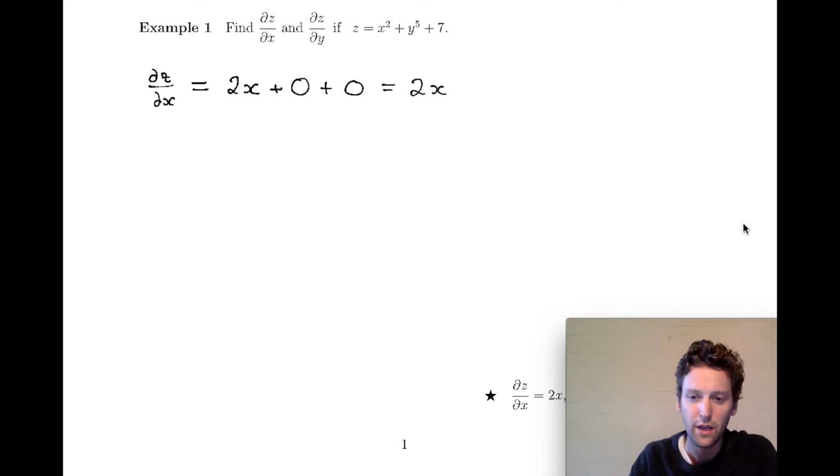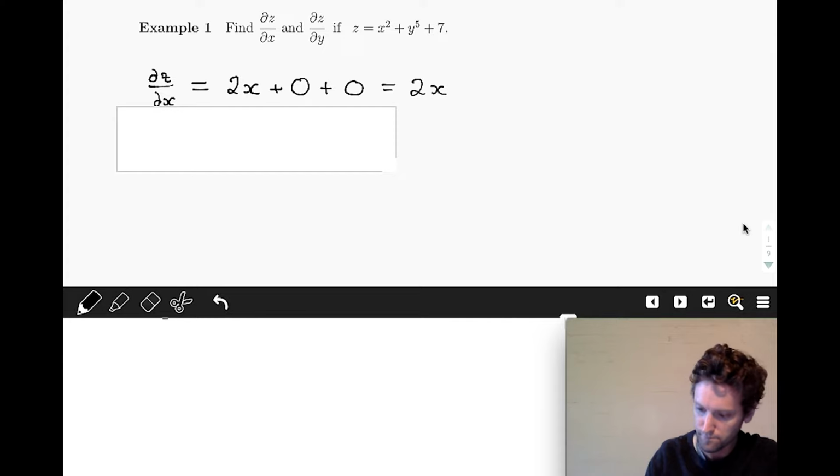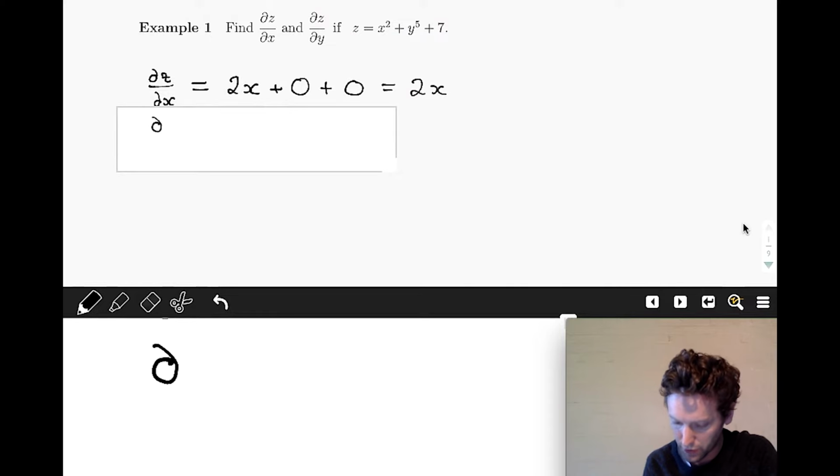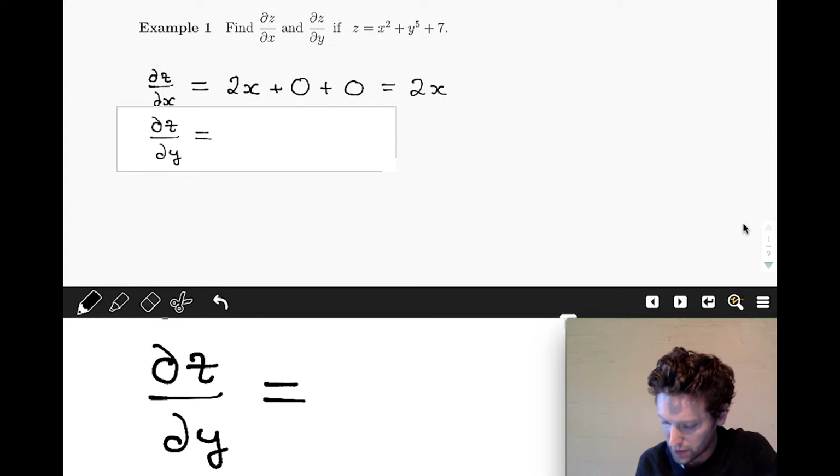Again, notice that all we've done here is we've taken the derivative just treating all of the other variables as if they were constants, as if they were numbers. Let's try the same thing now for the partial derivative of z with respect to y. So again, I'm going to use the curly d notation to indicate that I'm taking the partial derivative, dz dy, is equal to, well, the first part of my function is x squared. That's a function only of x. And since I'm taking the partial derivative with respect to y, I treat that like it's a constant. So the derivative of a constant is 0.